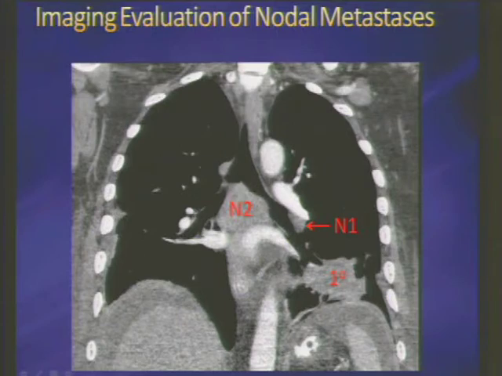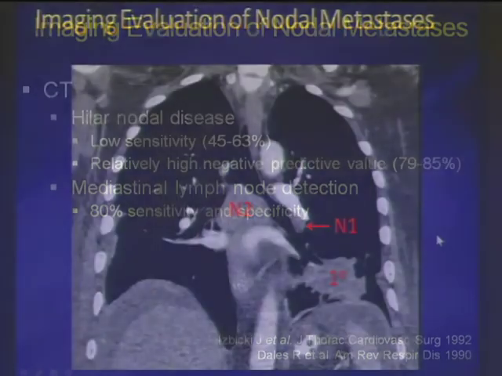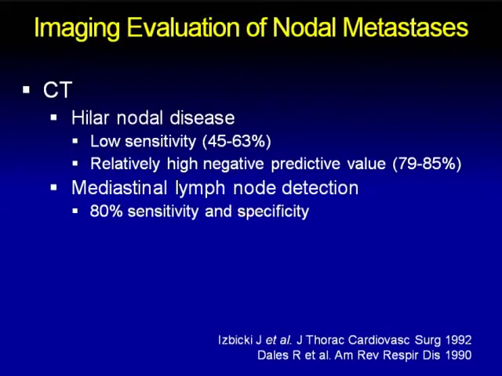So on this CT example here, have a left lower lobe primary mass. There is an enlarged lymph node in the ipsilateral hilum and in the subcarinal area, so N1 and N2. CT for hilar nodal disease has relatively low sensitivity, relatively high negative predictive value though, so if you're not seeing lymph nodes, you can be fairly confident that there is no nodal metastatic disease in the hilum. With CT, mediastinal lymph nodes are a little easier to detect, with better sensitivity and specificity around 80%.